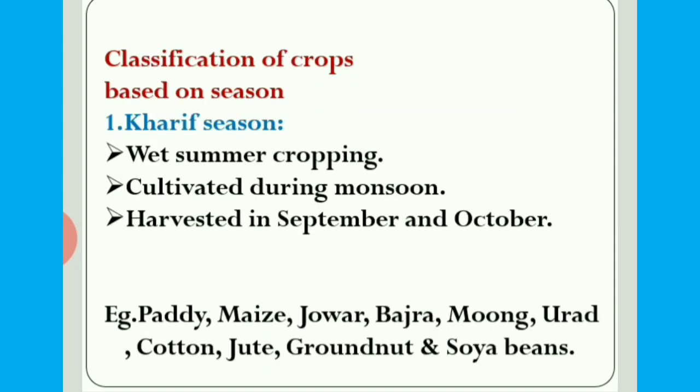So how can we classify the crops based on the season? The first season is Kharif season. It's called wet summer cropping. It is cultivated during monsoon season and it is harvested in the month of September and October. So the important aspect is these examples. Kharif crop examples are paddy, maize, jowar, bajra, moong, urad, cotton, jute, groundnut, soya beans. At least 4 crops you can remember.